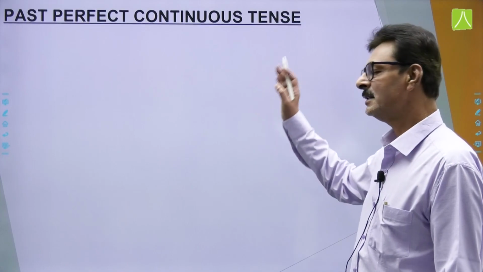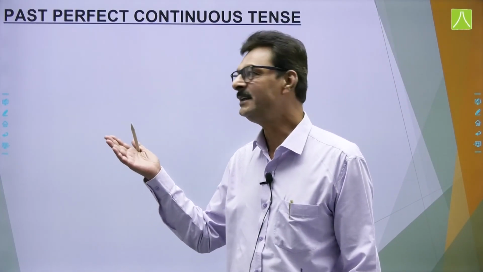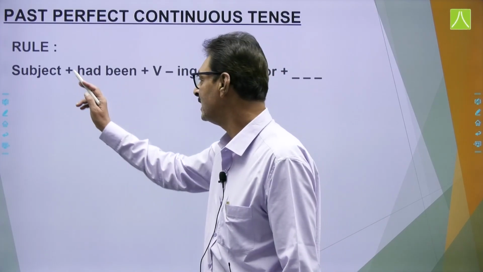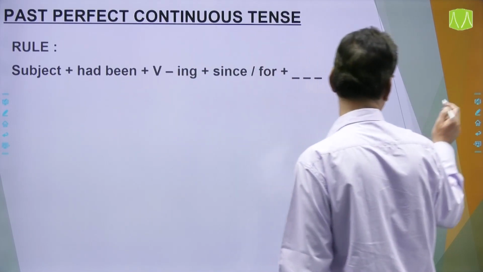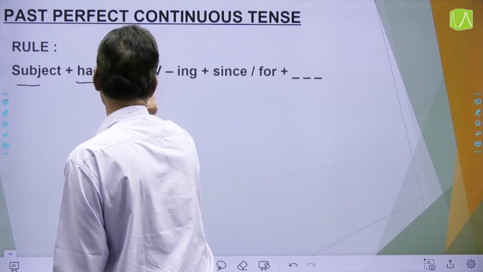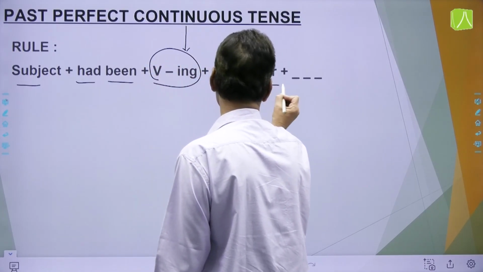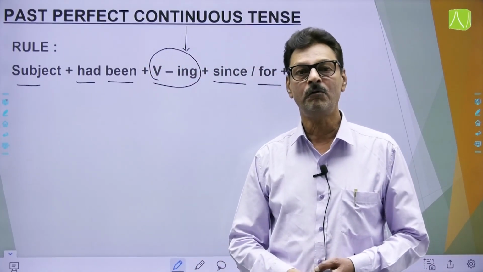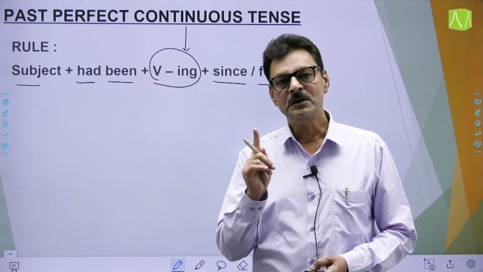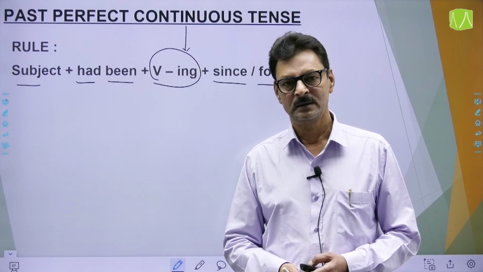चलते हैं with the next tense, the last of the tense where past tense is concerned, that is past perfect continuous tense. इसका construction, the format of this, the formation is subject plus had been. Subject plus had plus been plus the ing form of the verb, continuous में always ing, plus the time constraint since or for. Difference between past continuous tense and past perfect continuous tense. क्या फर्क है?